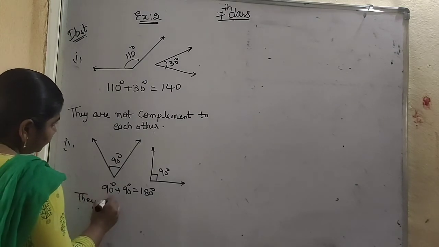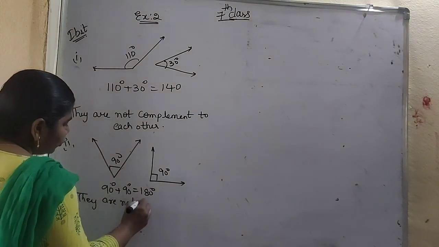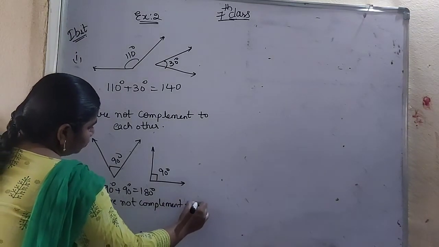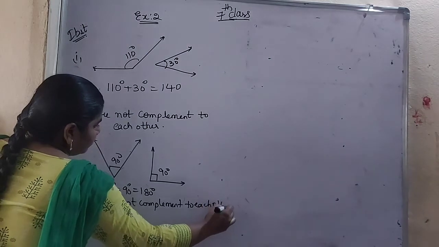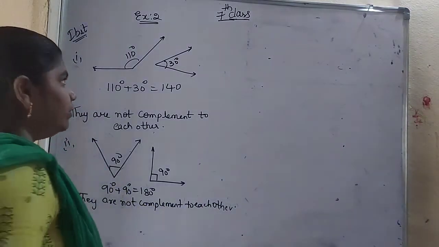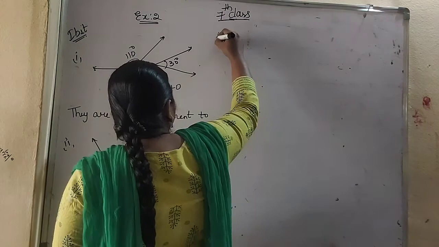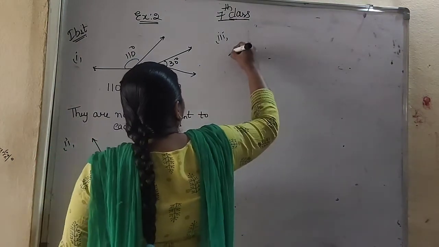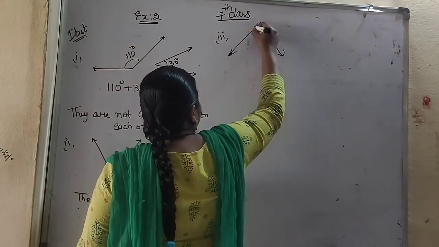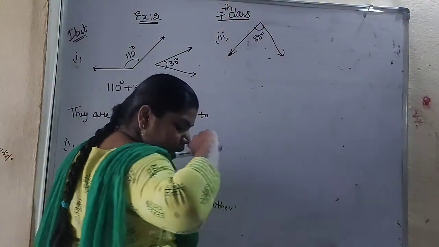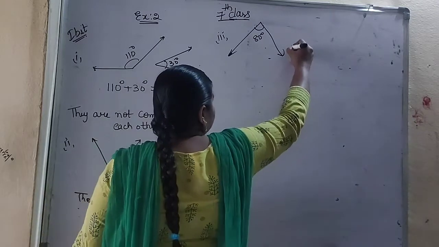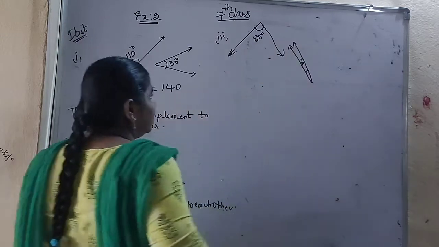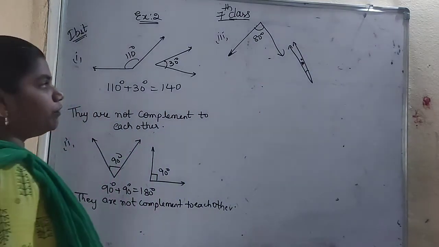So they are not complement to each other. So this is our second one. Third one is 80 degrees in this figure, and one more figure is 10 degrees. Whether these two are complement to each other or not, we have to find.